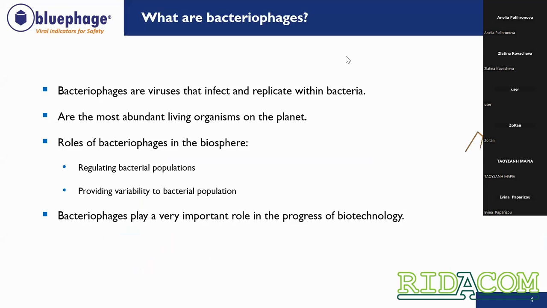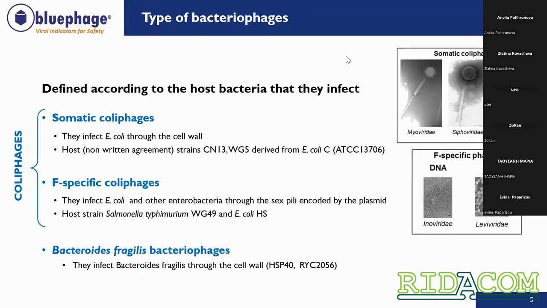Bacteriophages are viruses that infect and replicate within bacteria. They are one of the most abundant organisms on the planet. They are not harmful for humans. The roles they play in the biosphere are to regulate the bacterial populations and to provide variability in the bacterial populations. Bacteriophages also play a really important role in biotechnology processes. Within the family of bacteriophages, we have different subfamilies, and they are defined according to the host bacteria that they infect.